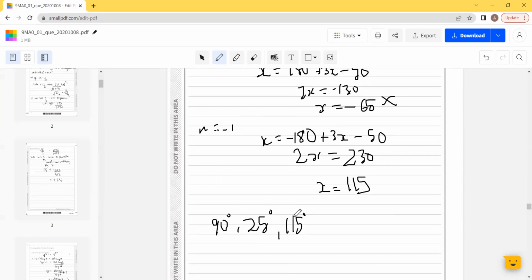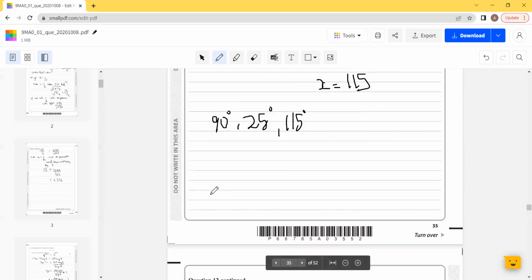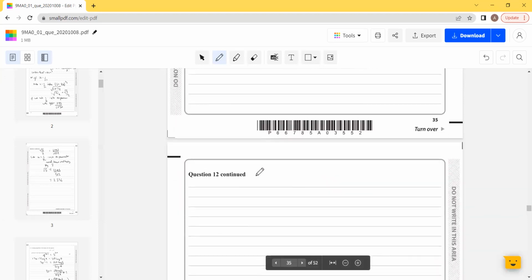To be completely honest, I don't think I've explained this that well, but it is pretty difficult to explain because it is a pretty tricky question. But if you guys don't understand it, then just comment in the comment section and I'll try and explain it separately.